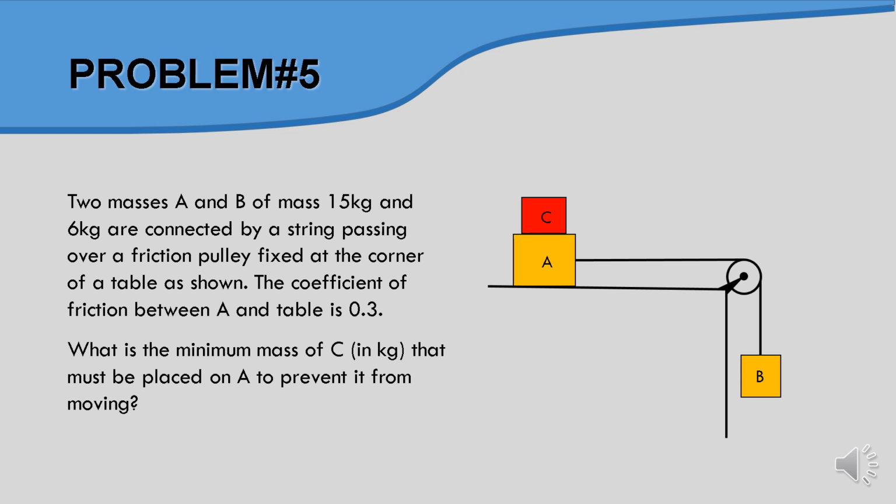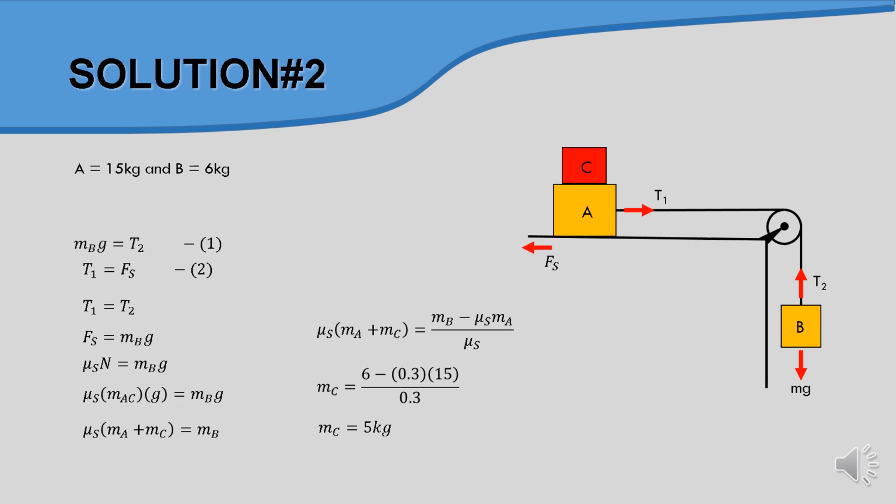So determine the minimum mass of C in kilograms that must be placed on A to prevent it from moving. We will assume that the motion is to the right. A and C will move to the right due to the weight from the vertical mass B. So in this case, basically, we try to divide into two parts.